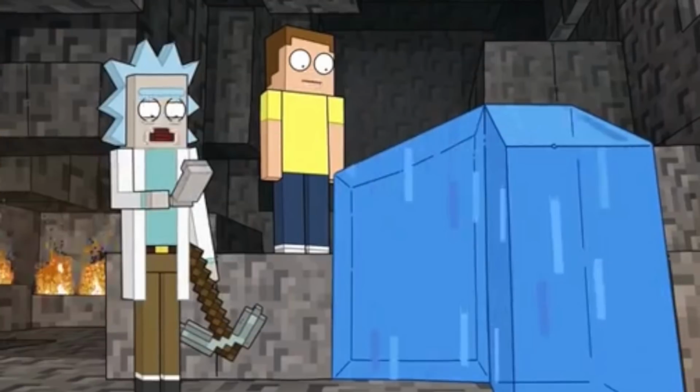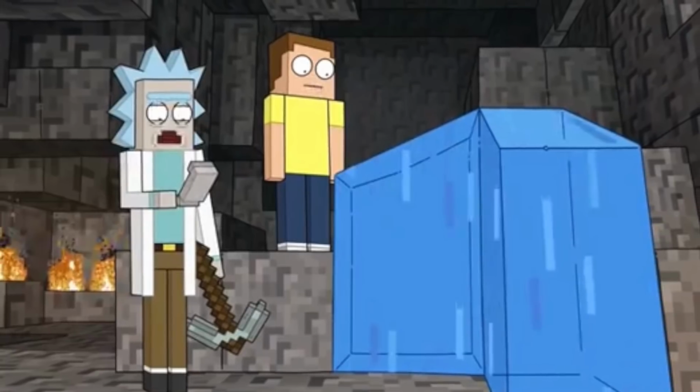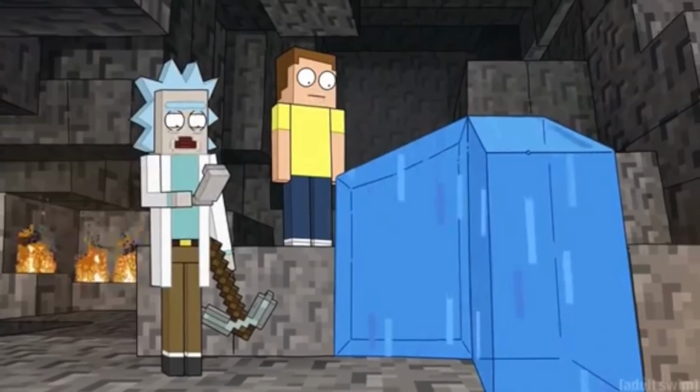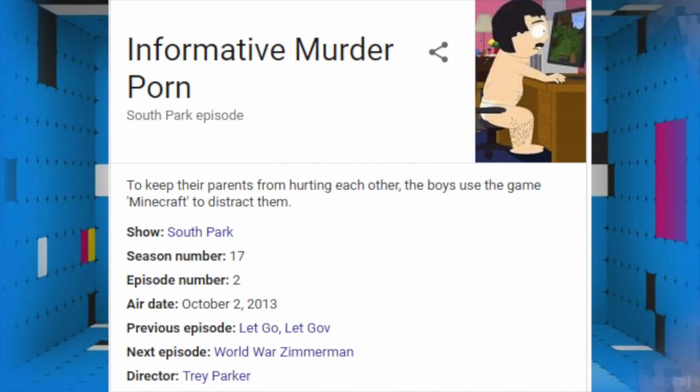Rick also says that South Park did the Minecraft bit 4 years ago. Well, that exact episode of South Park came out October 2nd, 2013, almost exactly 4 years to the date, so that is some pretty cool attention to detail.